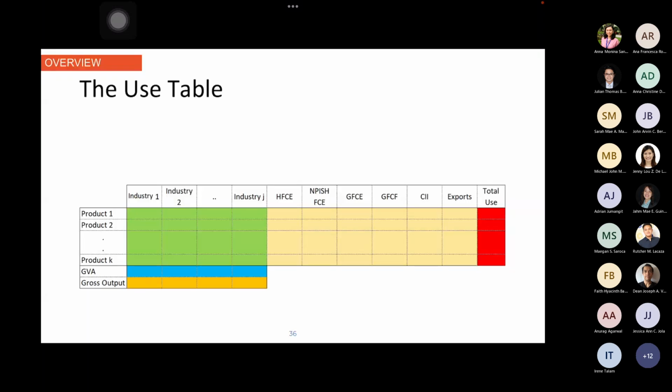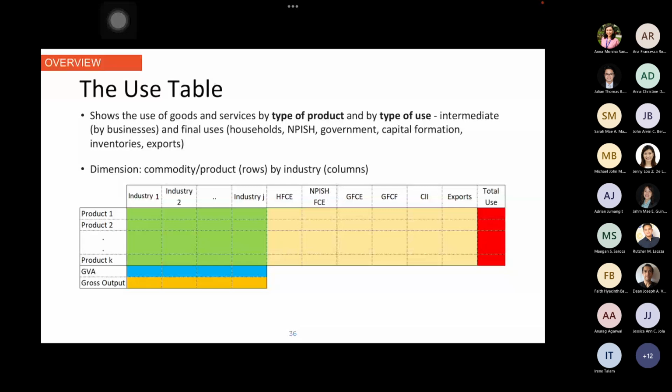Okay. So to illustrate, we have here a simple template. The use table shows the use of goods and services by type of product and by type of use. So again, we have here the intermediate use by businesses and final uses by households, government, capital formation, and so on. While the supply table provides information on the resources of the economy, the use table offers information on how these resources will be used.